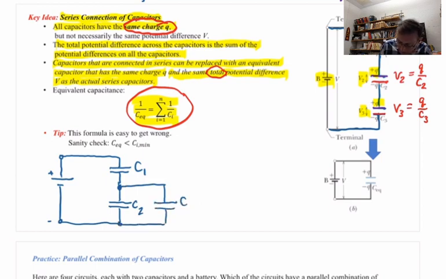Call that capacitance C3. Question: are C1 and C2 in series with each other? I want you to think about that. Pause the video if you need to, and then come back. Okay, are C1 and C2 in this diagram in series? Did you say no? They are not. Why not?